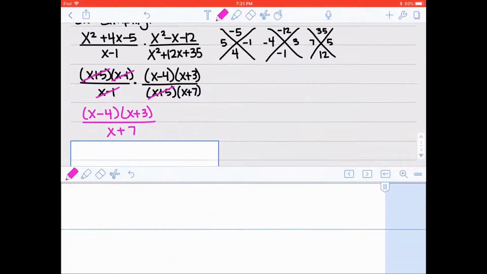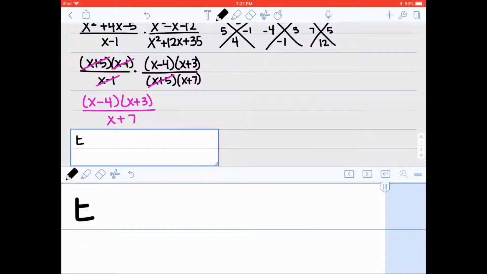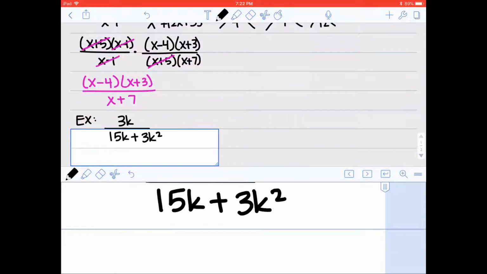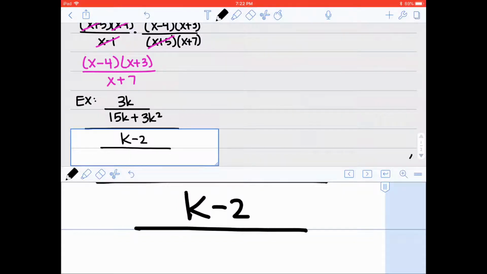Okay, we're going to do another example. This one is a problem where we're dividing things, so we're going to have one fraction divided by another fraction. We've got 3k over 15k plus 3k squared, and that is going to be divided by another fraction, k minus 2, over k squared minus k minus 30.